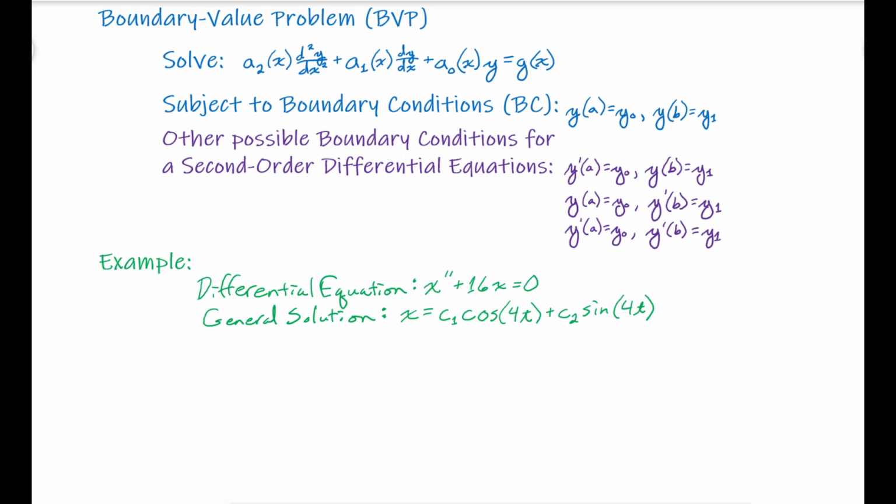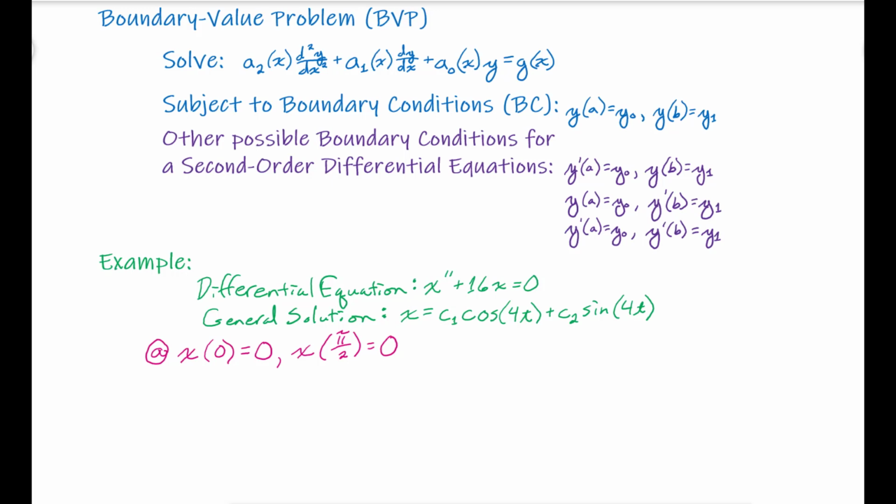plus c2, another constant, times sine of 4t. Now, to actually get from the differential equation to the general solution, we'll be talking about that as we move forward. But for right now, let's use this differential equation and consider some different boundary conditions to go with it, so we can figure out a particular solution from the general solution. So first, let's consider if we were given the boundary conditions x of 0 equals 0 and x of pi divided by 2 equals 0.